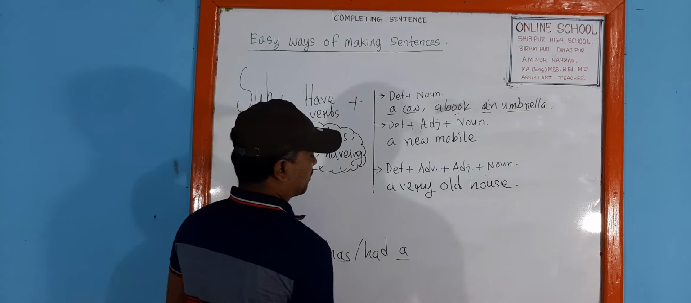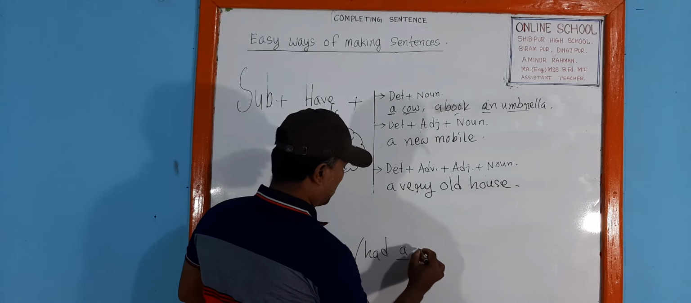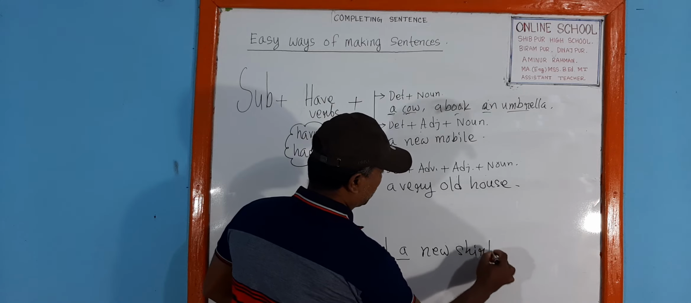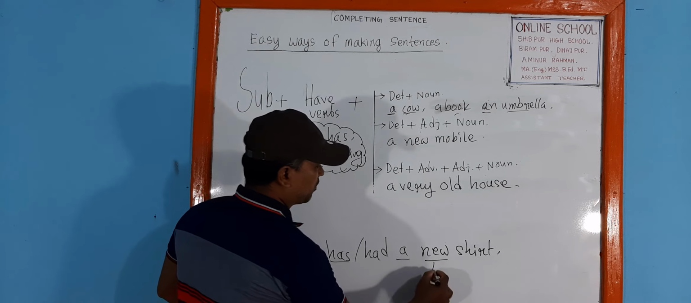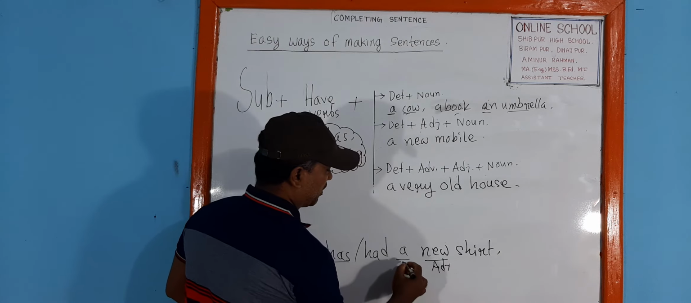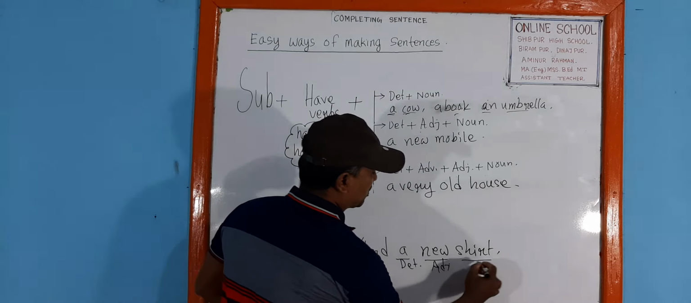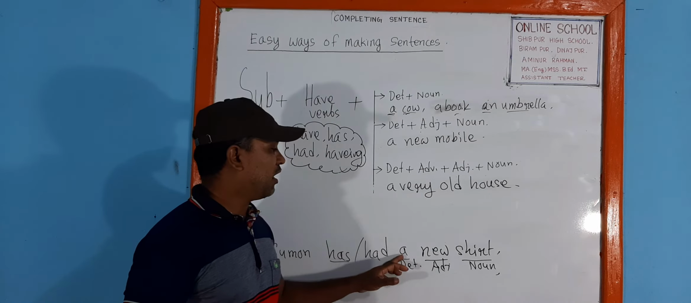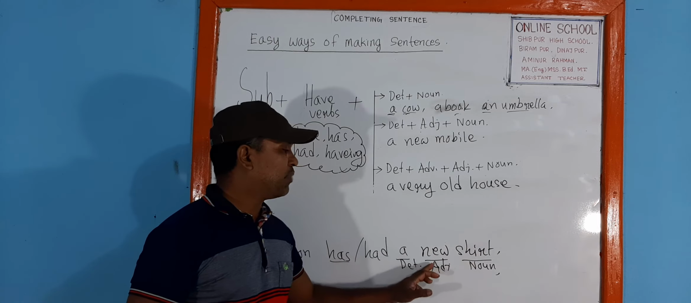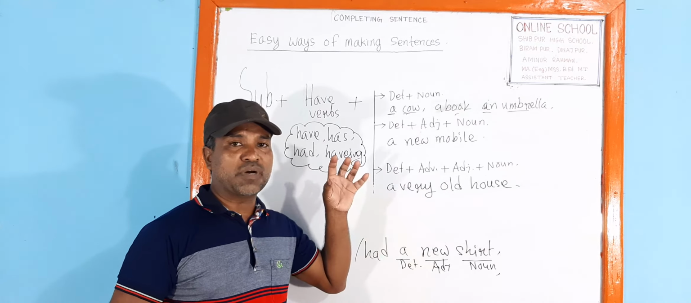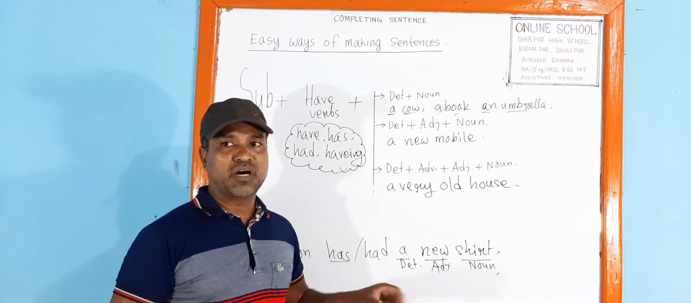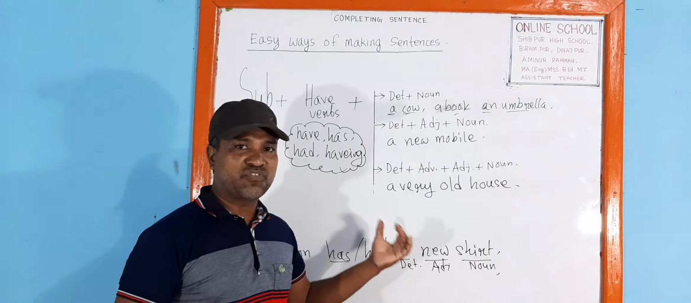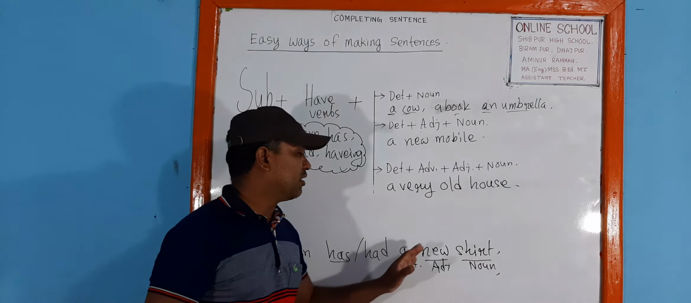And also we can use another structure here. Please look at this. Shumon had a new shirt. New shirt. Okay, new is the adjective, a is the determiner, and shirt is the noun. So we can set up a new shirt here. At the place of new, we can use a lot of adjectives, so many adjectives from the dictionaries. Okay, we can set up new, old, famous, fine, etc. Okay, a new shirt.